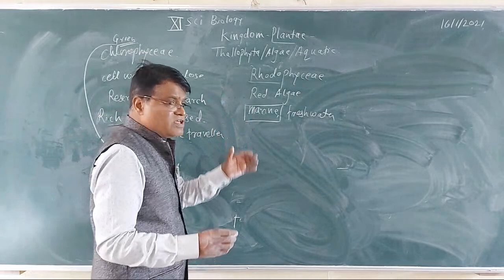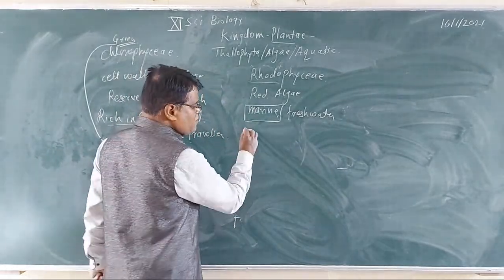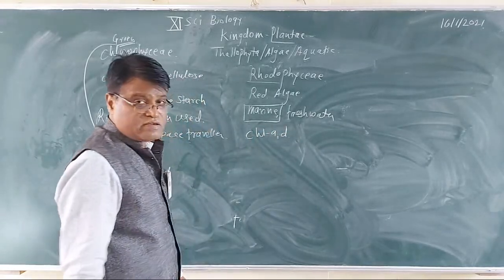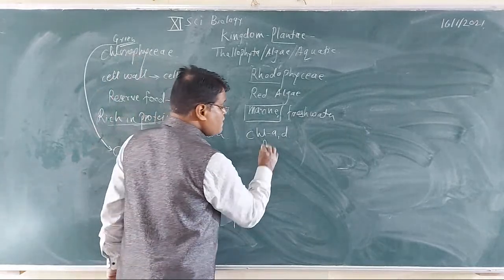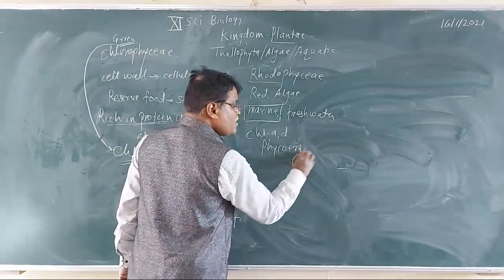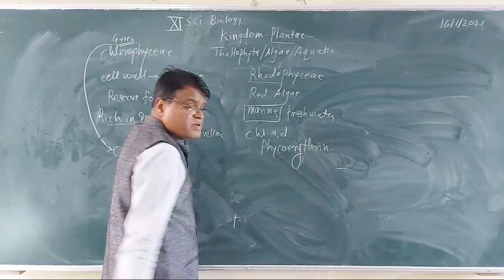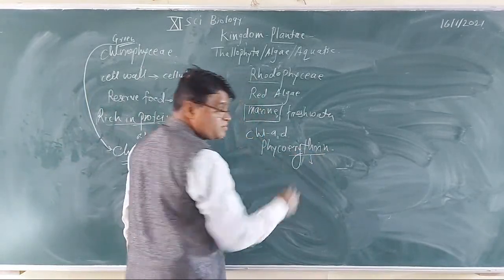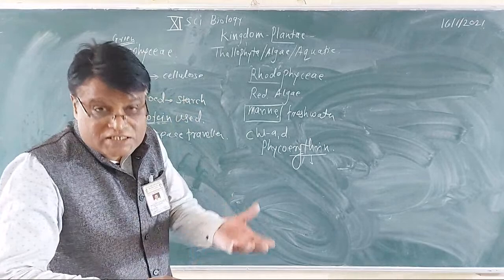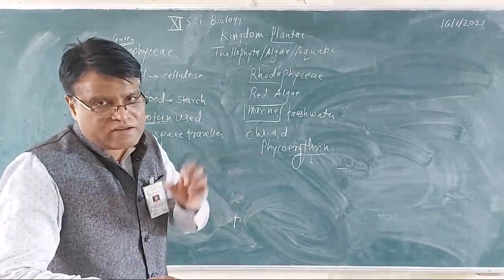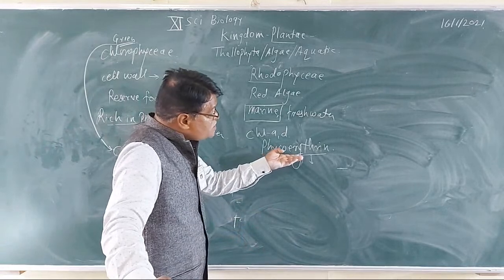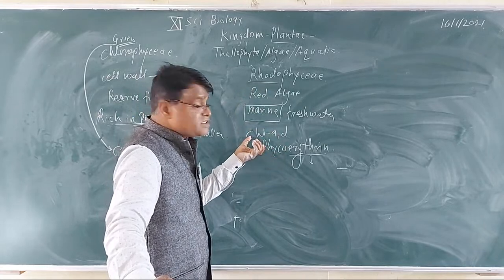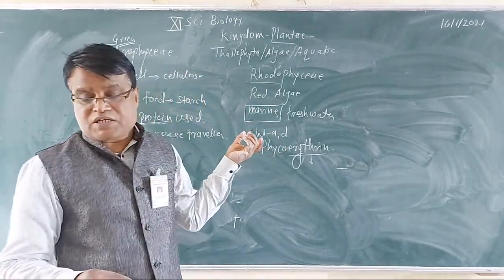Next, when we observe the pigment, the pigments are chlorophyll A and then chlorophyll D. Simultaneously, phycoerythrin. This one is the pigment. Phycoerythrin. Erythrin, you know very well, the red blood cells, erythrocytes, isn't it? Meaning red. So that's why phycoerythrin means red. So the red algae, or the Rhodophyceae, has this pigment.